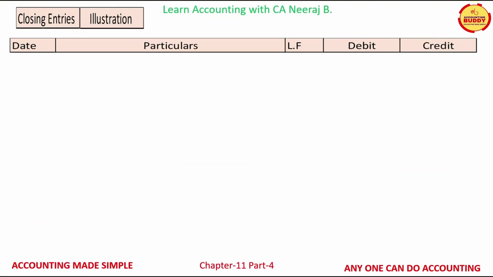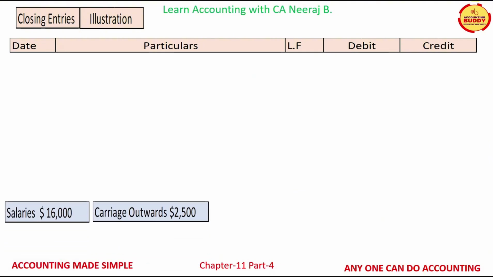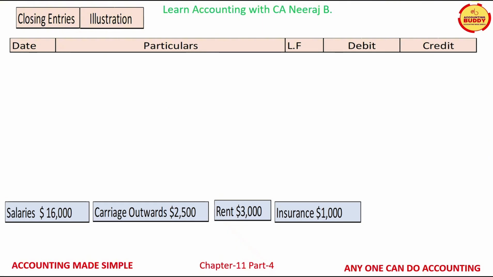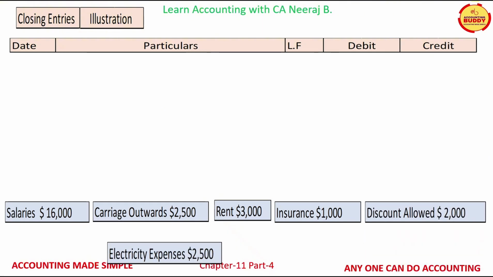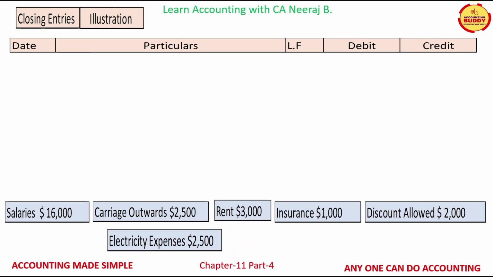Let us now pass a closing journal entry for the nominal accounts at the end of the accounting period in the profit and loss account of the business. The nominal expense accounts which need to be posted are salary account $16,000, carriage outward account $2,500, rent account $3,000, insurance account $1,000, discount allowed account $2,000, electricity expense account $2,500, interest paid account $1,000.